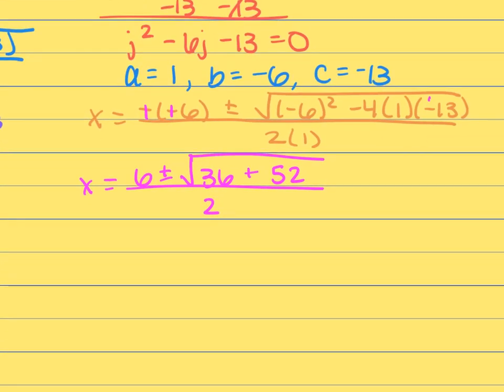So from here we have x is equal to 6 plus or minus the square root of 52 and 36. The 6 and 2 is 8. The 3 and 5 is 8. So this is the square root of 88, and then everything's over 2.